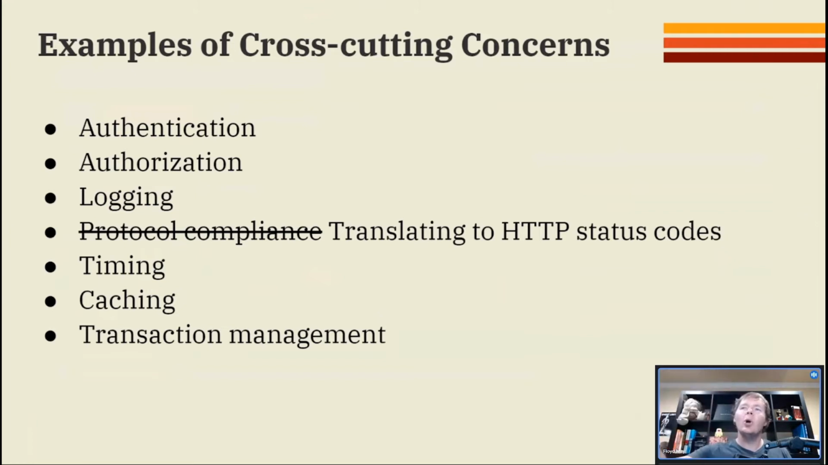Now, if you notice, I have protocol compliance crossed out here, and instead I have translating to HTTP status codes. I did this on purpose because I was going to say protocol compliance and then just explain it, but I figured putting this text here would be better because we're dealing with web apps. Web apps speak in HTTP. HTTP is a protocol, and that protocol has rules. So for instance, if somebody's trying to access something that doesn't exist, the protocol dictates you should respond with a 404, and so forth. We're going to see some examples of this here in a little bit.